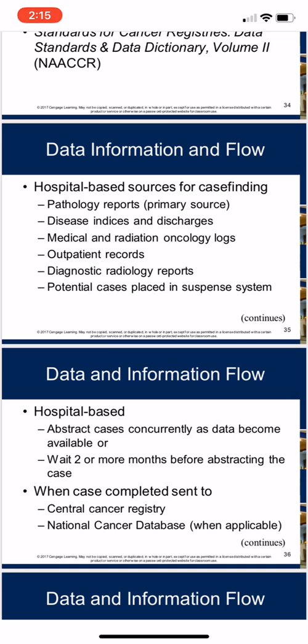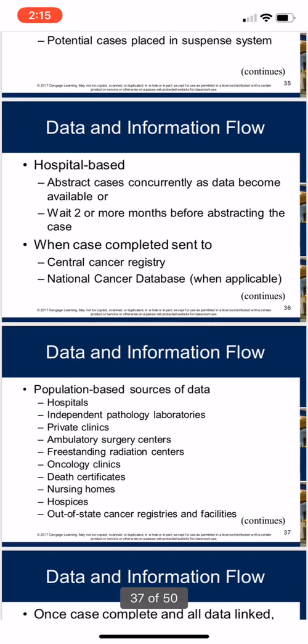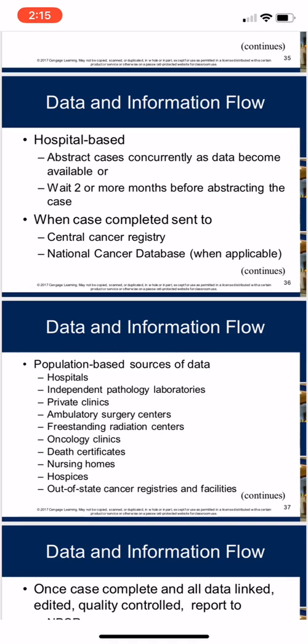Sources of data for the population-based registry include hospitals, both those with and without cancer registries, independent pathology laboratories, private clinics, ambulatory surgery centers, freestanding radiation centers, oncology clinics, death certificates, nursing homes, hospices, and out-of-state cancer registries and out-of-state facilities. Population-based cancer registries make as many of these sources electronic as possible.